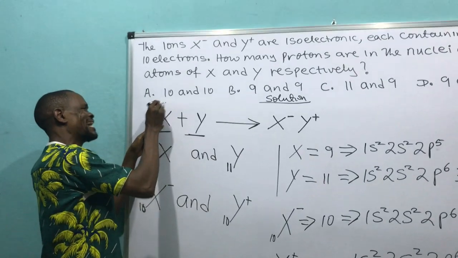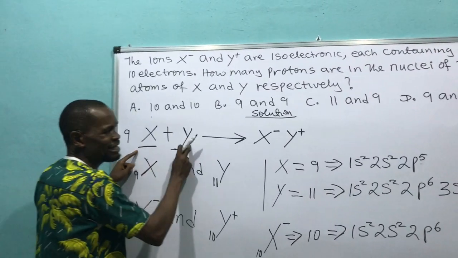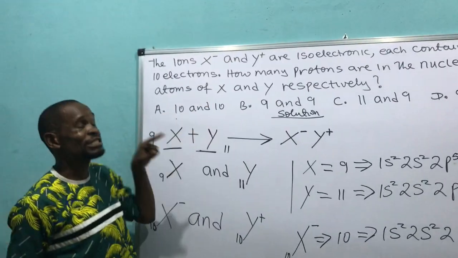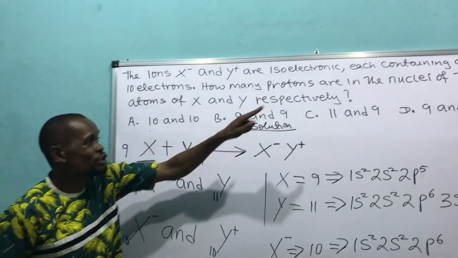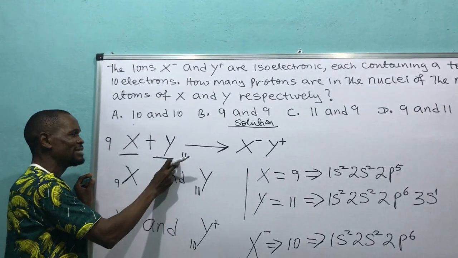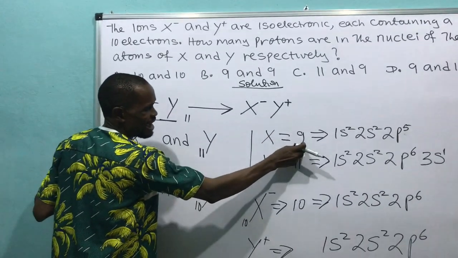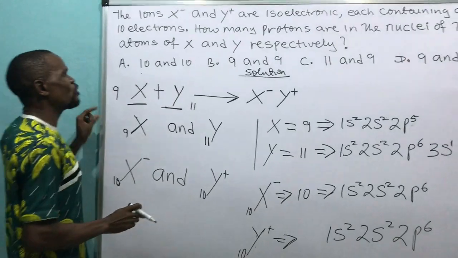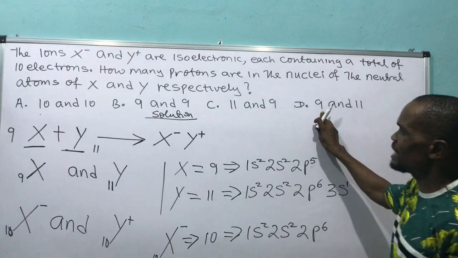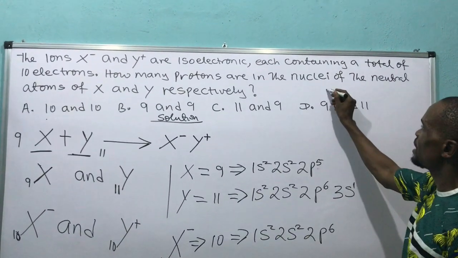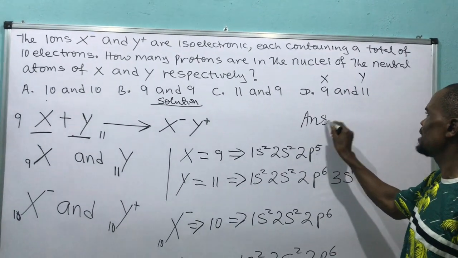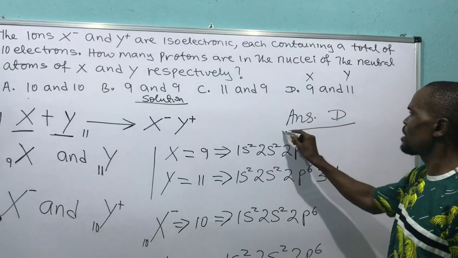X is neutral and its value is 9. Y, we said, is 11. We say it is 11 when it was neutral, because they asked us for the protons in the nucleus of the neutral atom. So X is 9 and Y is 11, before the reaction. I go to the options they gave me and I will see that X is 9 and Y is 11. Then my answer is option D. That's my correct answer.